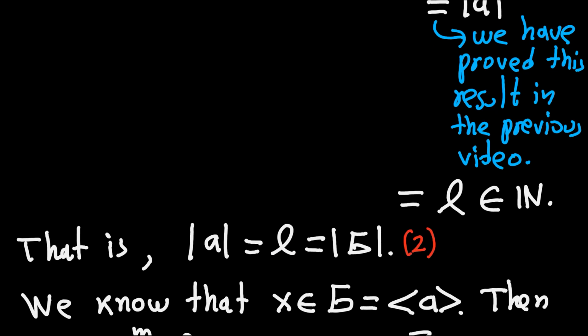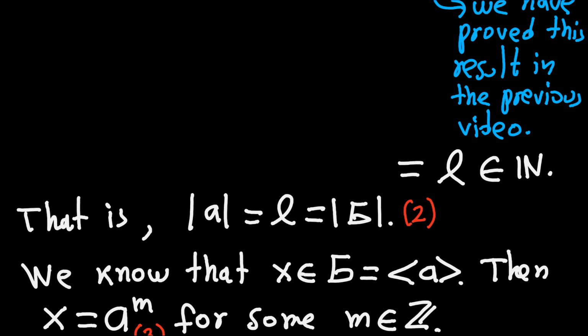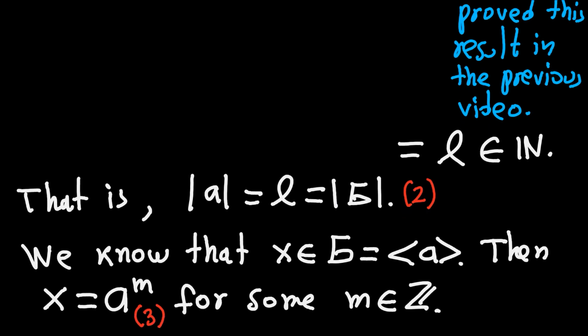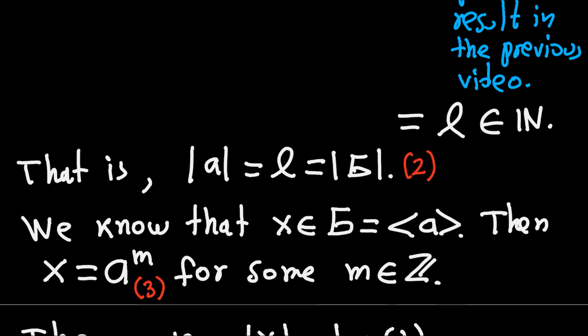So what we can conclude from all of this is that the order of A is L, and L is also the number of elements of the group G. So let's call that number 2. Now, we have to show that the order of X divides L, or divides the number of elements in G, which is exactly the same.